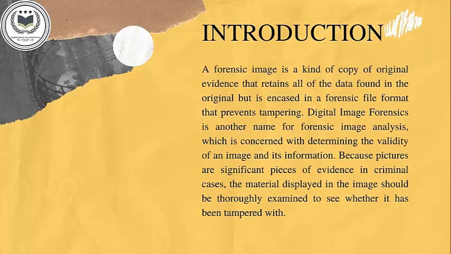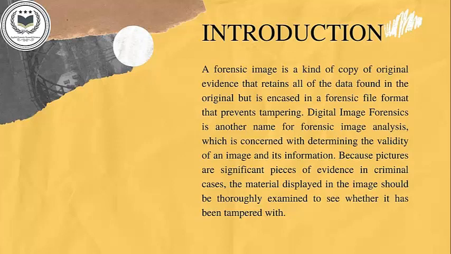Introduction. What is an image? An image is a picture that has been created or copied and which is stored in electronic form. The picture can be of any object, any person, anything. Like so, a forensic image is a picture of crime scenes, evidences, victims, anything related to a crime, which is a copy of the original evidence that contains all the data that had been found in the original and is stored in an electronic form, which prevents tampering. Analyzing such images is called forensic image analysis or digital image forensics.